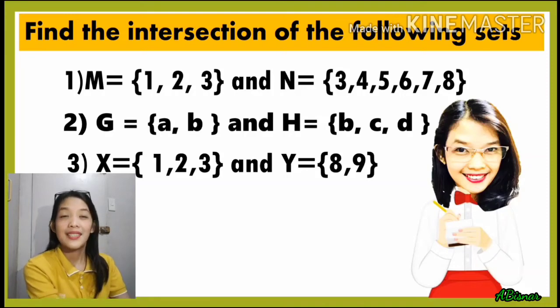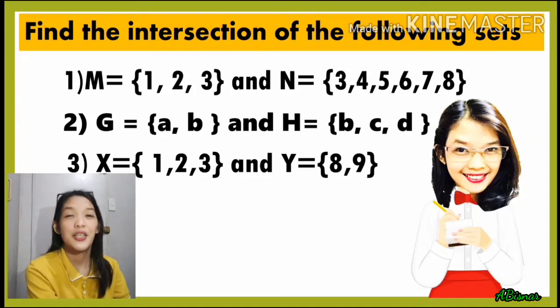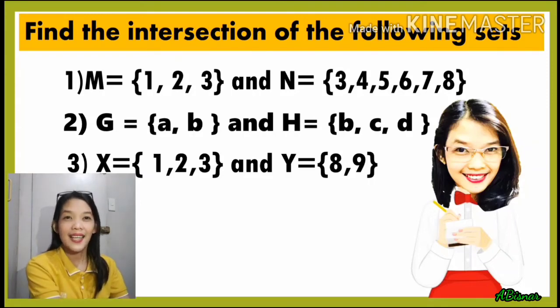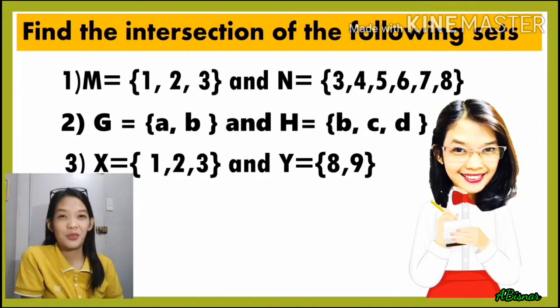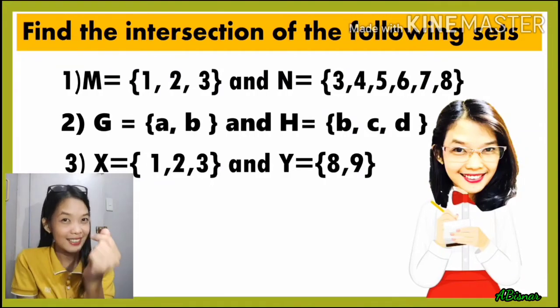Number 1. Set M has the elements 1, 2, and 3. And set N has the elements 3, 4, 5, 6, 7, and 8. For number 2, set G has the elements A and B. And set H has the elements B, C, and D. And for number 3, set X has the elements 1, 2, and 3. And set Y has the elements 8 and 9. So you can pause the video while answering this. Good luck!